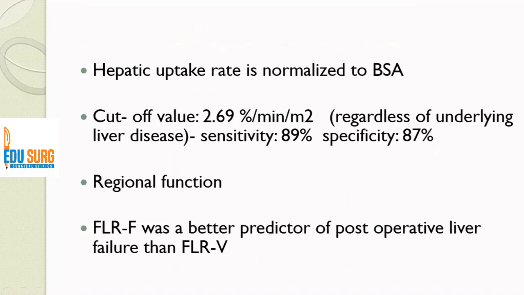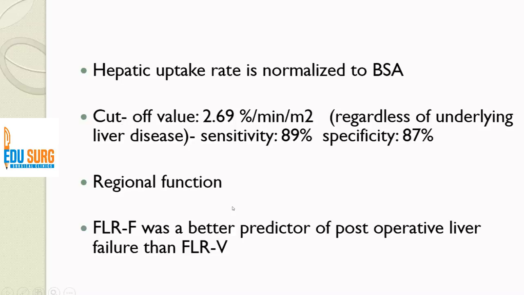There are certain cutoff values for this uptake rate. This uptake rate is normalized to the body surface area. Van de Graaff from the Netherlands and their team have already studied this a lot, and they have come out with the cutoff value of 2.69% per minute per meter square for the mebrofenin uptake rate. If the value of the liver is above this, the rate of post-resection liver failure is very low.